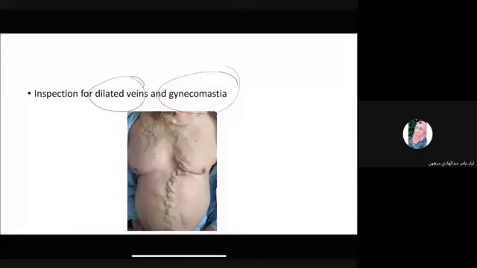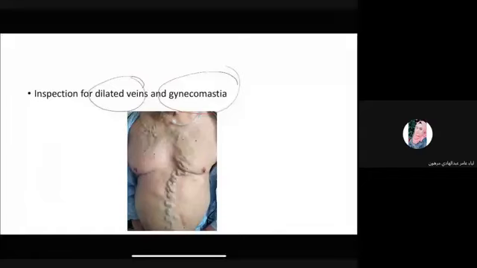Inspection is also to look for dilated veins, okay, and to look for gynecomastia. Dilated veins may occur in a patient with superior vena cava obstruction, okay? We can see dilated veins all over the chest, okay? Gynecomastia can occur in a patient who is taking medications, cardiac medications for example, and it can also occur in patients with lung cancer. They can also develop gynecomastia. So this is an important inspection part of the body.